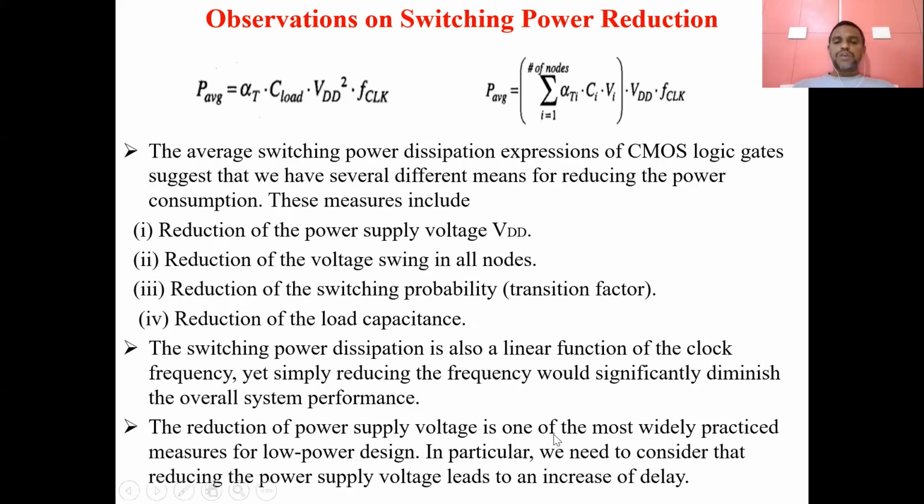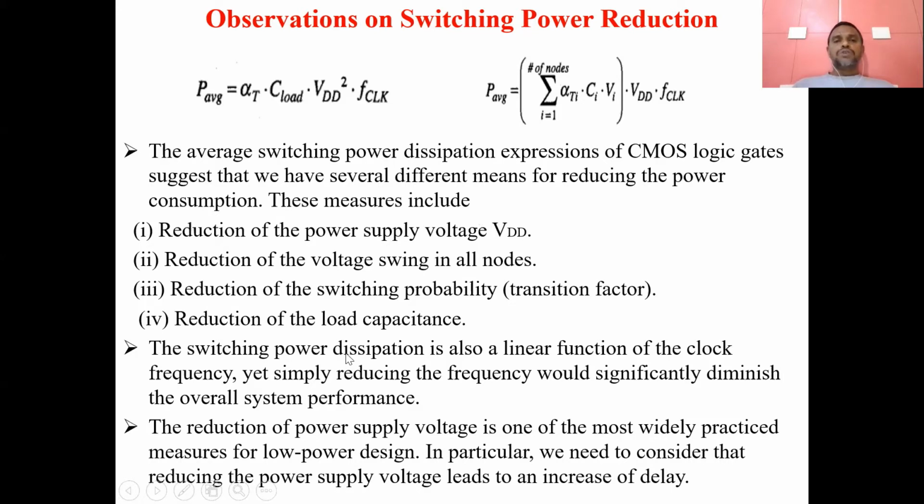The reduction of power supply voltage is one of the most widely practiced measures for low power design. In particular, we need to consider that reducing the power supply voltage leads to increased delay. So without increasing the delay, we have to take measures to reduce the power supply voltage VDD, to reduce the average dynamic power consumption. Okay, so this is how we can reduce the dynamic power consumption.